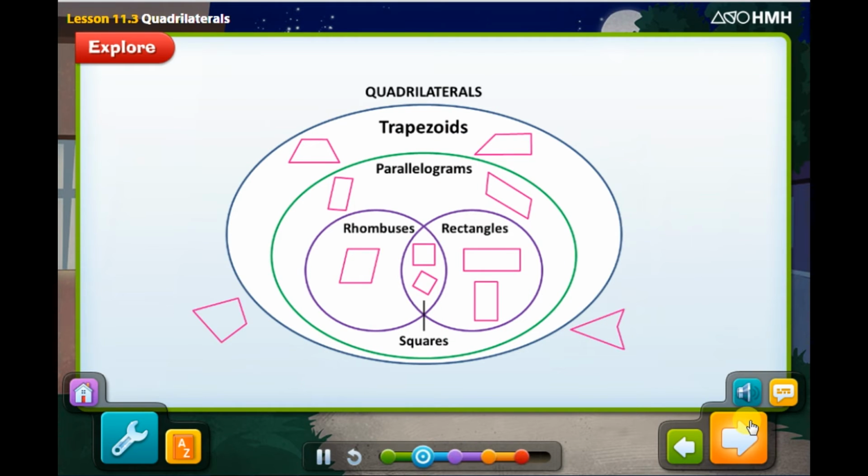You can use a Venn diagram to sort quadrilaterals and find out how they are related. Let's sort the quadrilaterals. First, let's separate the trapezoids and the parallelograms. Okay, first, the biggest circle, which contains all types of quadrilaterals, is called quadrilaterals. Inside the quadrilaterals, the first biggest circle is trapezoids. A trapezoid has at least 1 pair of parallel sides.